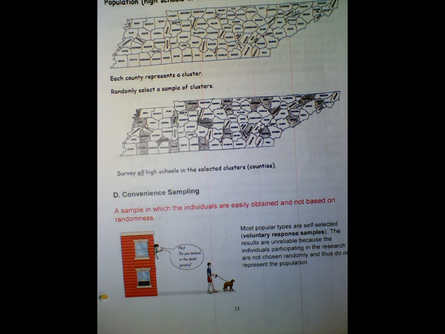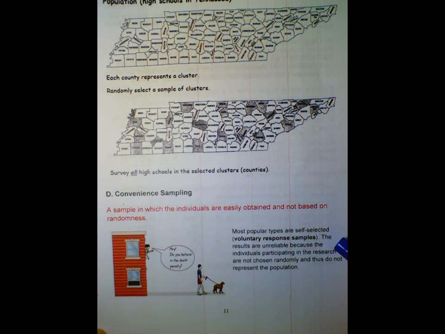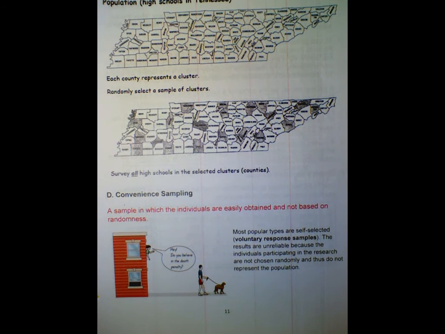The most popular types of this are called self-selected or voluntary response samples, where the results are unreliable because the individuals participating in the research are not chosen randomly, and so they do not represent the population. This would be if I just surveyed my students but claimed that I had surveyed Roane State students. But I just surveyed my students because that's the easiest for me.